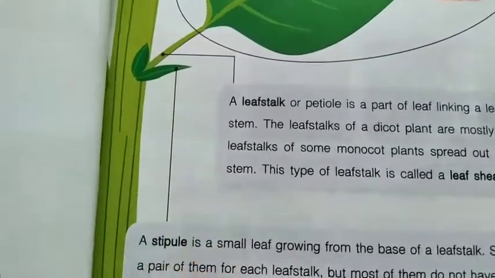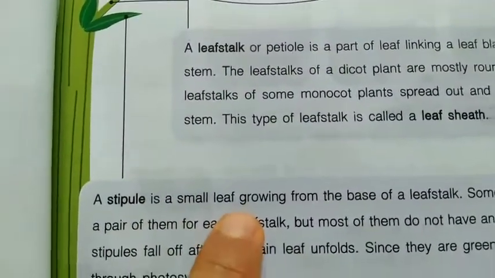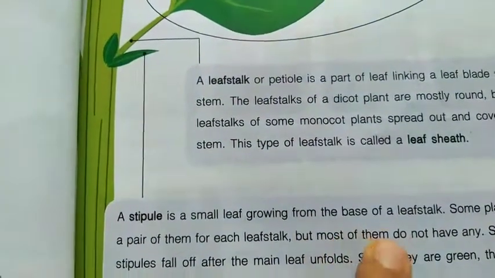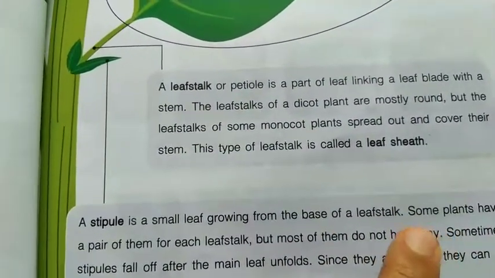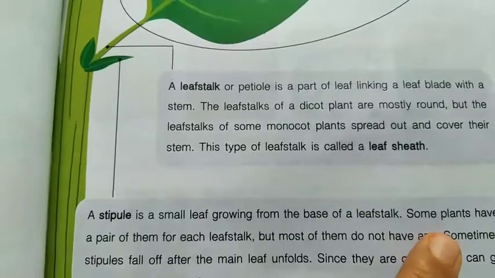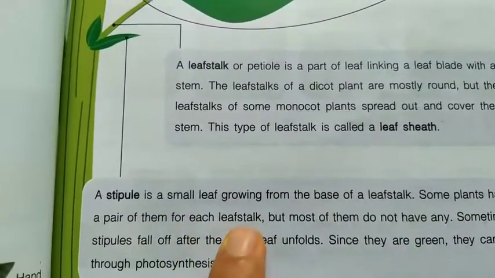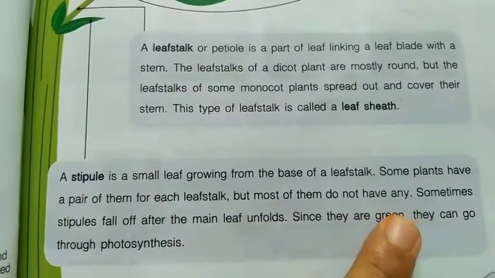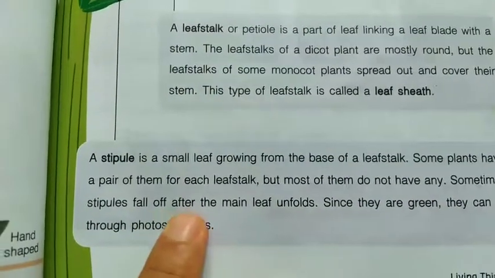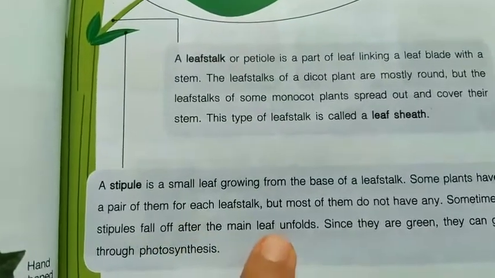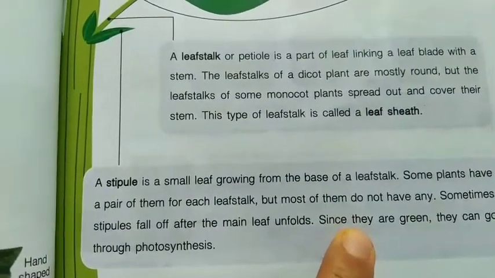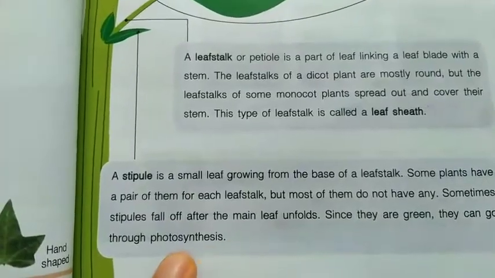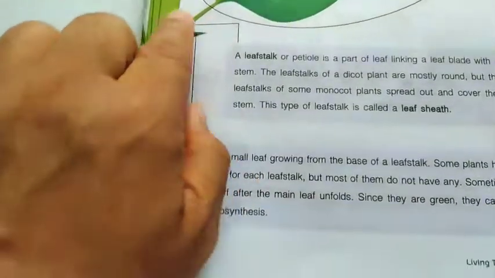A stipule is a small leaf growing from the base of a leaf stalk, or from the base of a petiole. Some plants have a pair of stipules for each leaf stalk, but most do not have any. Sometimes stipules fall off after the main leaf unfolds. Since they are green, they can do photosynthesis too. All right? So that's it. We're about to finish this one, two pages.